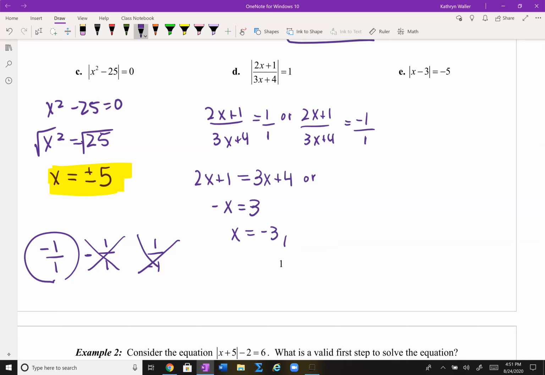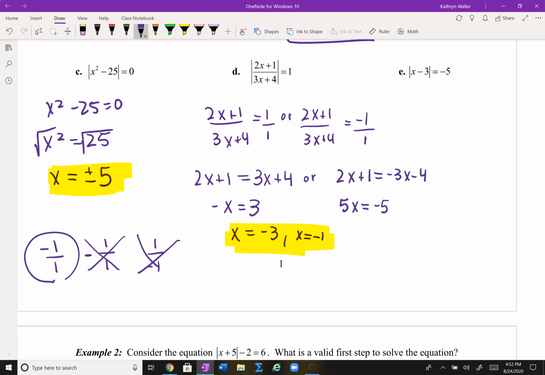So 2x plus 1 times 1 is 2x plus 1. Cross multiply the other way, distribute the negative, and you get negative 3x minus 4. Pull the negative 3x over to the left and it becomes a positive. So you have 5x equals, pull the 1 over to the other side, it becomes a negative, and you get negative 5. Then divide by 5, and you get x equals negative 1. Take your yellow highlighter, and you're done.